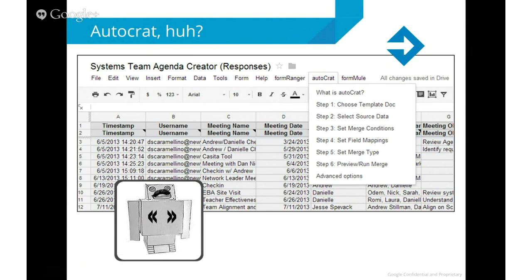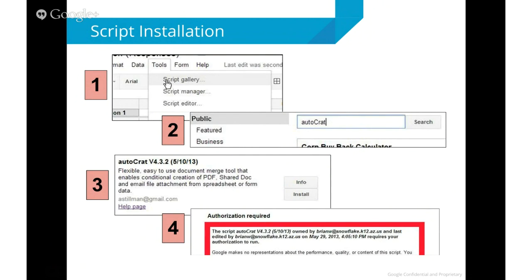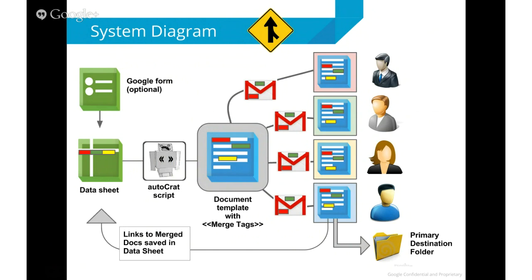If you go to the next slide, the way that you can access this script, if you wanted to replicate a system like this, would be to, inside your spreadsheet that has the source data that you want to merge into a document, go to the Tools menu and click on the script gallery and search for Autocrat. And all of the New Visions scripts written by Andrew are public to the world. So this script is made available, and you just follow the prompts and authorize the script. And next slide, please.